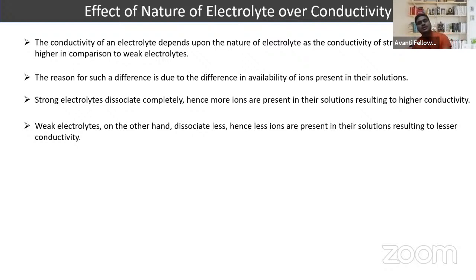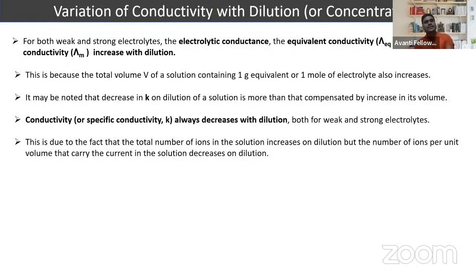Weak electrolytes, on the other hand, dissociate less, hence fewer ions are present in their solution, resulting in lesser conductivity. Basically, for both weak and strong electrolytes, the electrolytic conductance, the equivalent conductivity, and the molar conductivity increase with dilution. This is because the total volume of the solution containing 1 gram equivalent or 1 mole of electrolyte also increases.